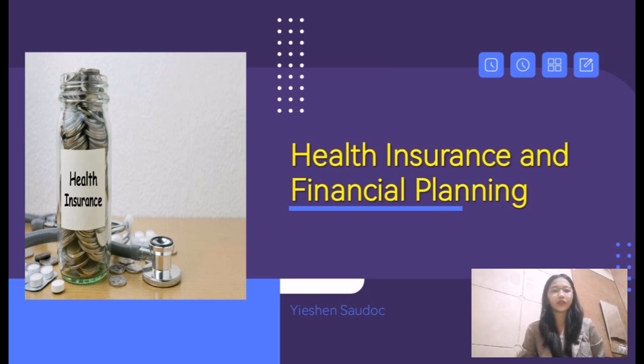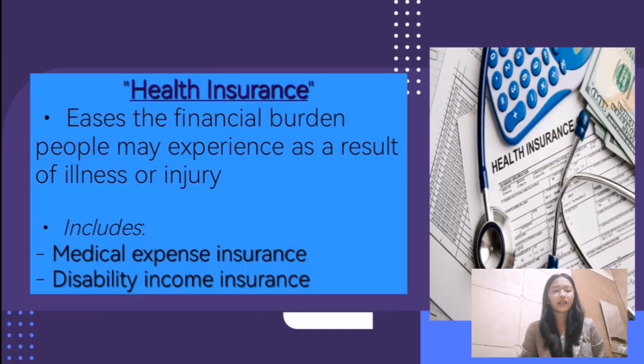So what is health insurance? Health insurance is also known as medical insurance. It's a type of insurance coverage that pays the insured for medical and surgical expenses. It is a contract between the health insurance company or the insurer and the insured.